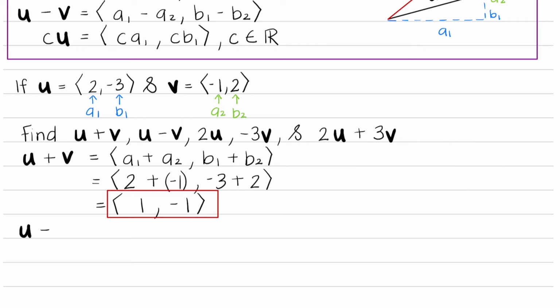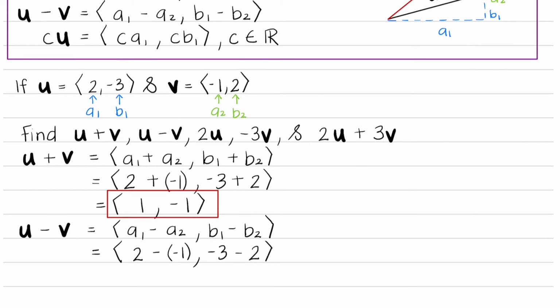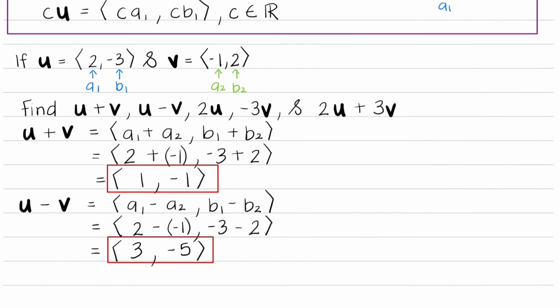Now let's find u minus v. So like our formula says, you would subtract a1 minus a2 and b1 minus b2. So our a1 is 2 minus our a2 is negative 1, our b1 is negative 3 minus our b2 is 2. So 2 minus negative 1 is 3, and negative 3 minus 2 is negative 5. And that is our resulting vector u minus v.